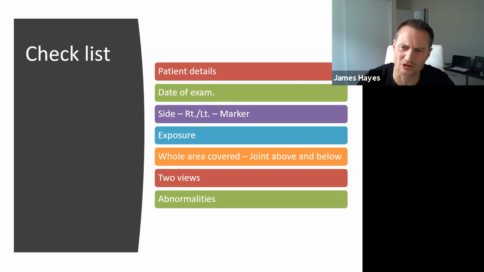The exposure, we'll talk about that. Is the whole area covered? The joint above and below, etc. Are there 2 views? If you've only been sent one, ask about the other one, and then look to see if you can see an abnormality. So we'll be looking to see if I can show you some abnormalities now.